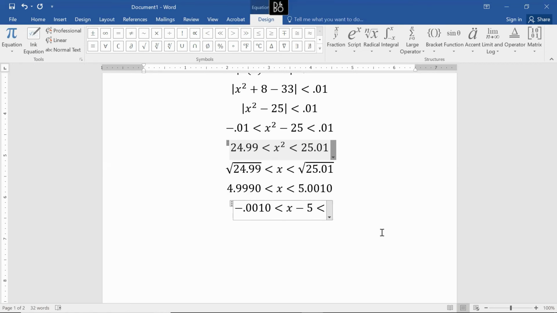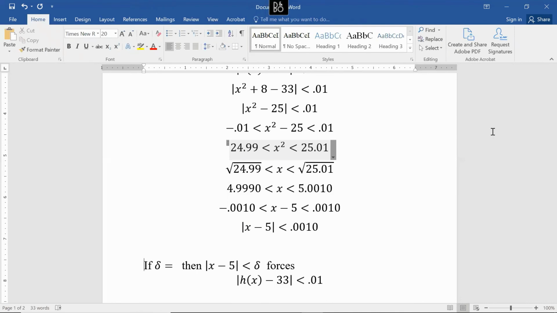So the absolute value of x minus 5 has to be less than 0.0010, which means if delta is equal to 0.0010, then x minus 5 less than delta is going to force my output minus 33 in absolute value to be less than 0.01.